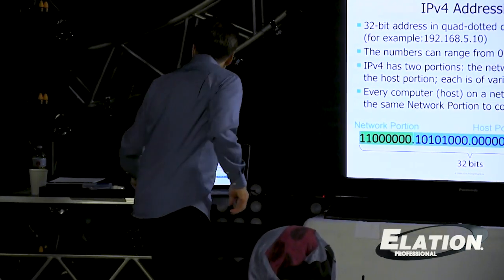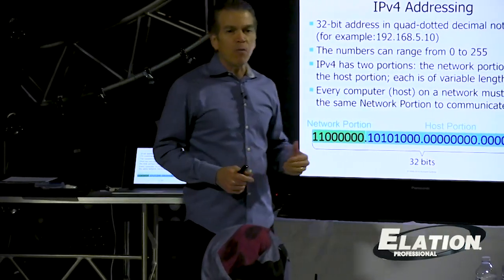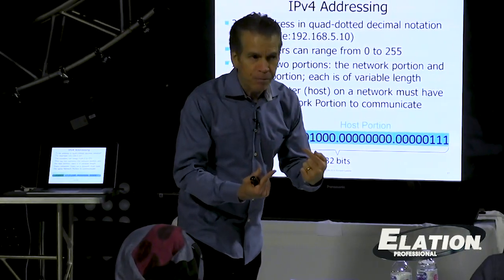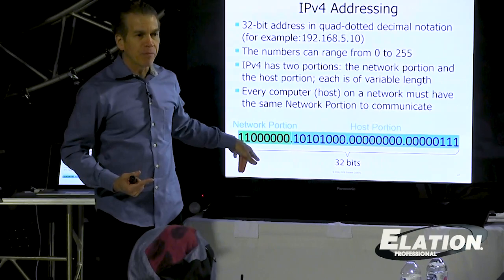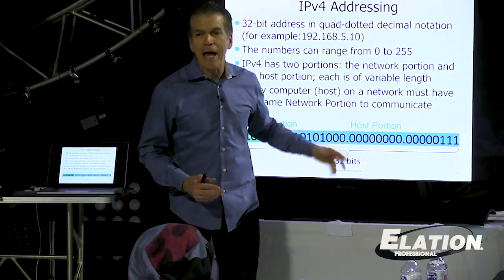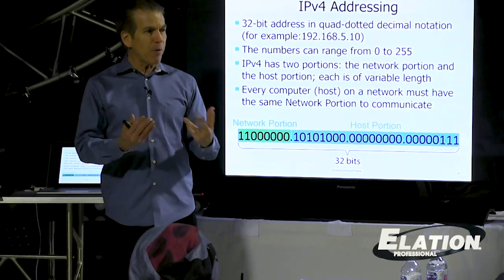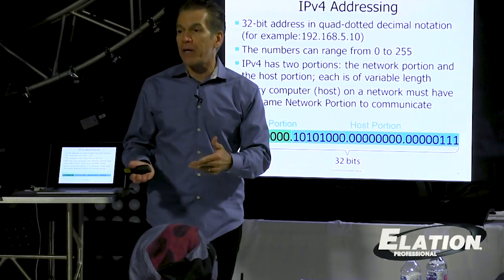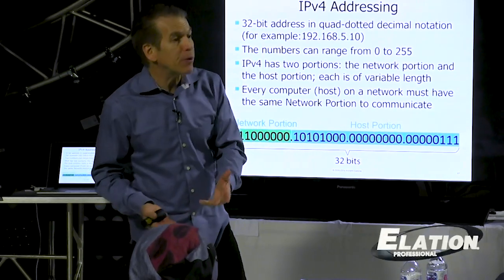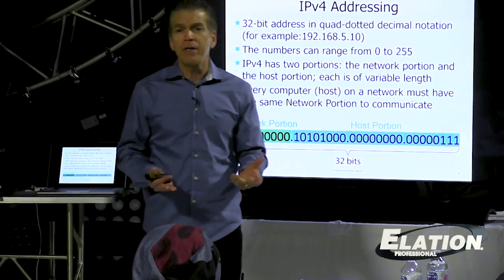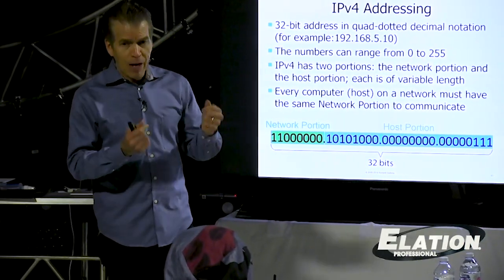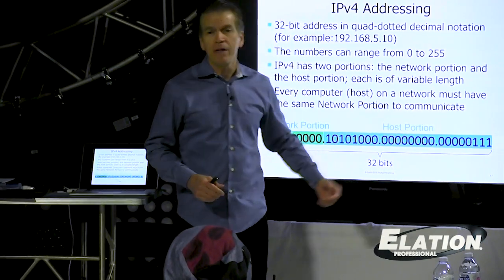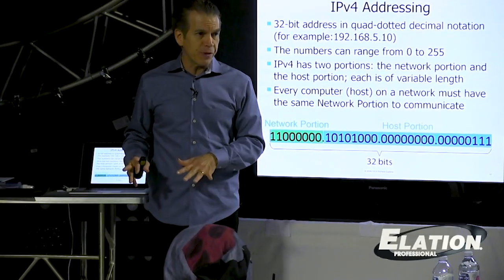So in order for any 2 devices on the same network to be able to communicate with each other, the network portion of the IP address has to match, and the host portion has to be unique. Because remember, the host portion is kind of like the street address. If 2 houses on the same street have the same address, the mail carrier wouldn't know where to deliver the mail. So every host portion has to be different than anybody else's.